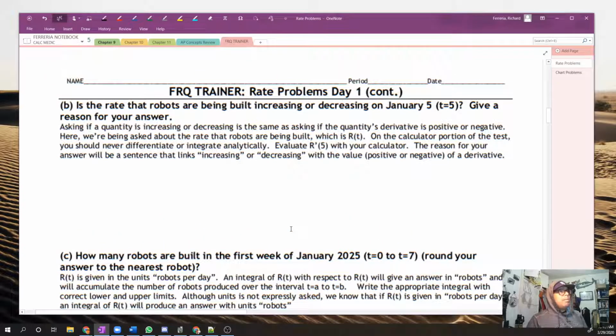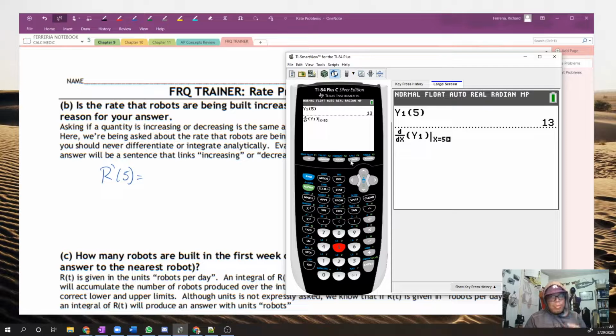Okay, moving on to letter B. Is the rate that robots are being built increasing or decreasing? So the question is, how can I tell if a function is increasing or decreasing? And the answer is you look at the function's derivative and see if the derivative is positive or negative. A positive derivative, of course, means that you have some growth. So we just need to evaluate R'(5). We're just going to do that on our calculator. Let's write it here: R'(5) equals, here we have the derivative of Y1, evaluate that when x equals 5, and we get a number, negative 2.72.